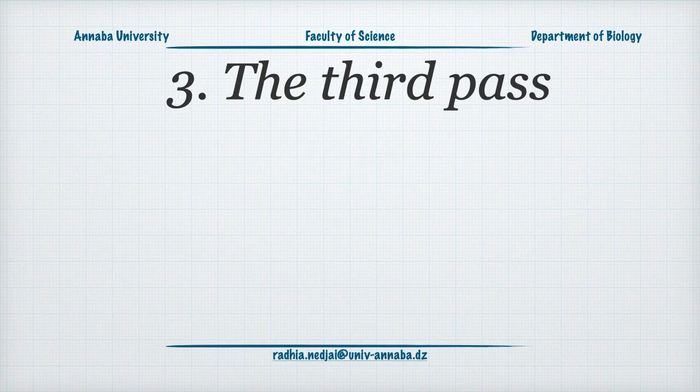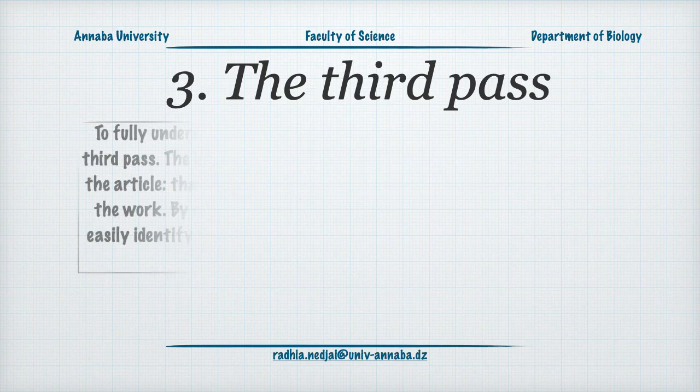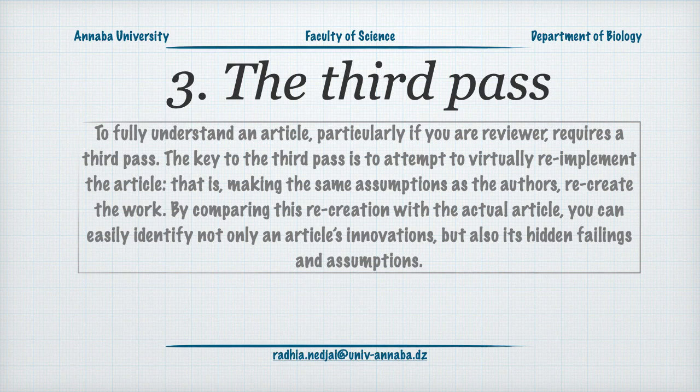Finally, let's look at the third pass, which is the most advanced level of reading a scientific article. To fully understand an article, particularly if you are a reviewer, requires a third pass. The key idea in this stage is to mentally reconstruct the article. In other words, try to recreate the work by following the same assumptions and reasoning as the authors.